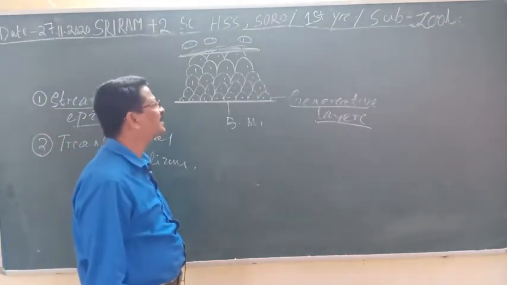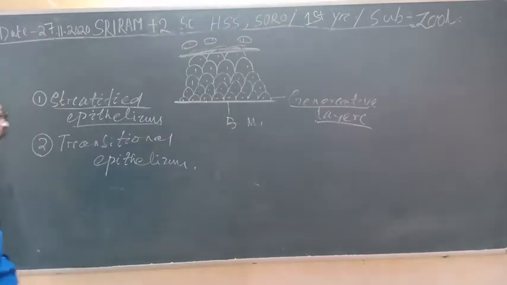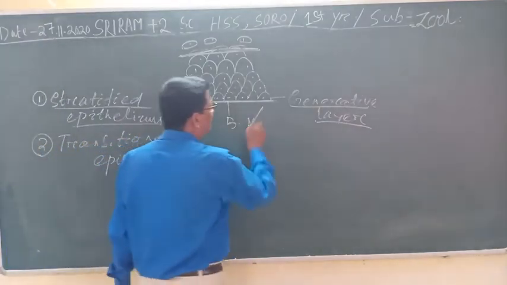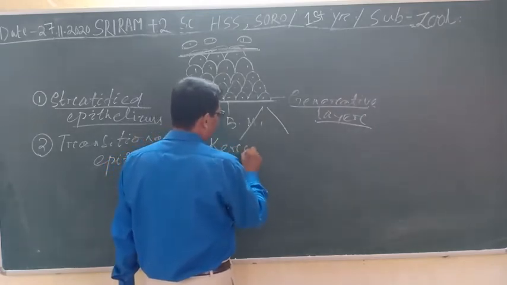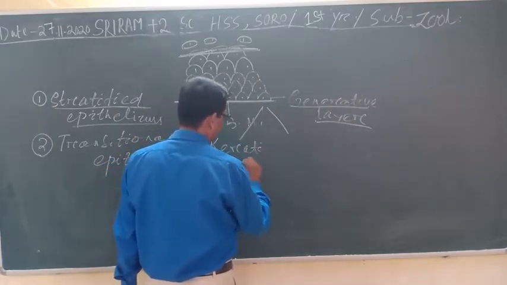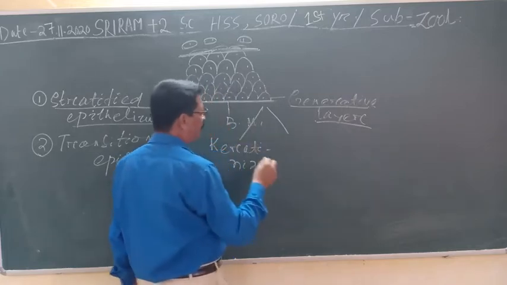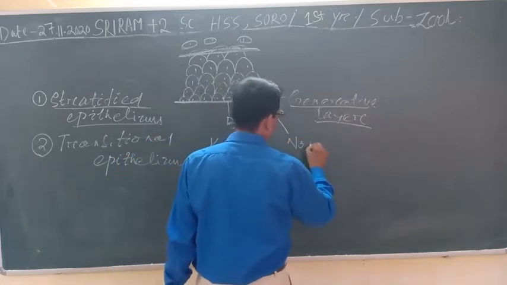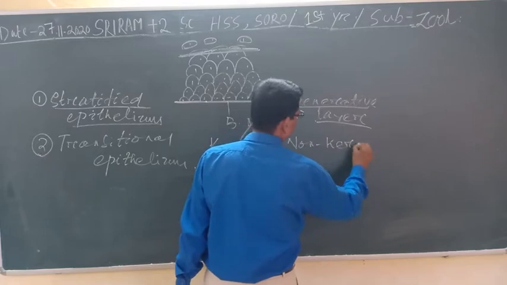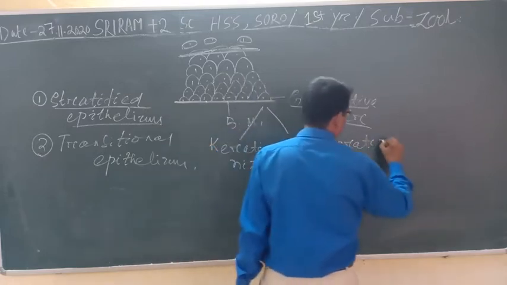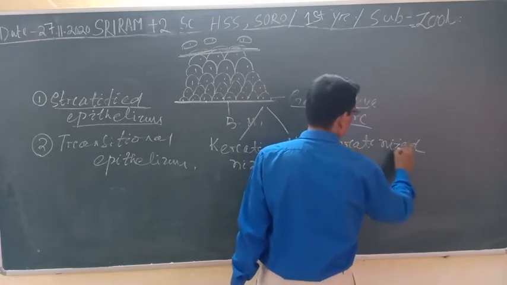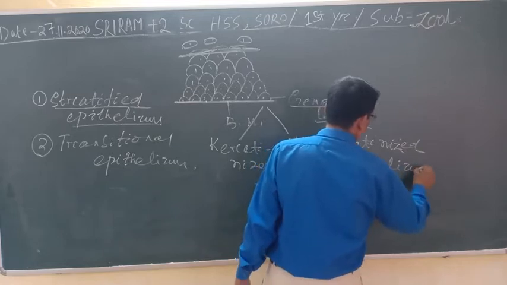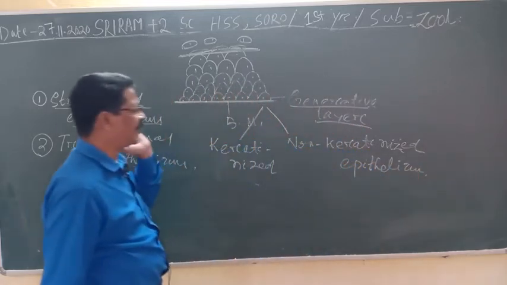So this is called the stratified epithelium, and the stratified epithelium is again of two types. One is keratinized stratified epithelium, another is non-keratinized stratified epithelium. Keratinized epithelium and a non-keratinized epithelium.